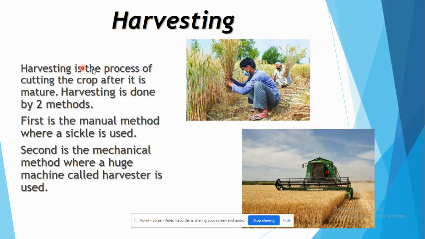Harvesting. Harvesting is the process of cutting the crop after it's mature. Harvesting is done by two methods. First is the manual method, where a sickle is used, as you can see here. And the second is the mechanical method, where a huge machine called a harvester is used, as you can see in this picture.